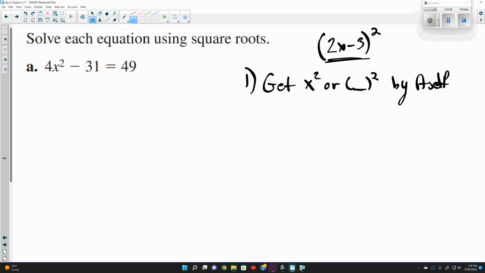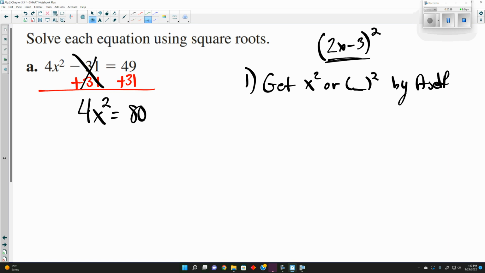So if we look at this problem here, what's the first thing we can do to get x squared by itself? We can add 31 to both sides. Because negative 31 plus 31 is 0. Which leaves us with 4x squared equals 49 plus 31 is 80.